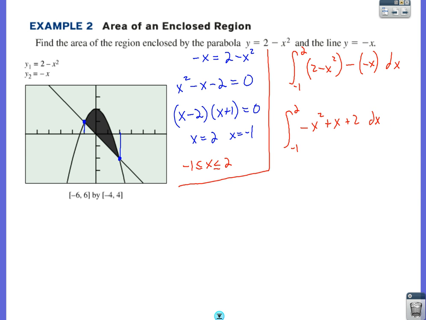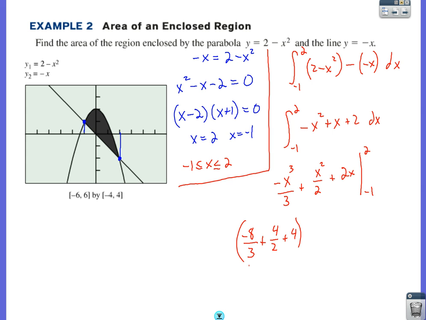Now I'm at a point where I can take the antiderivative of this, and this is going to become negative x cubed over 3 plus x squared over 2 plus 2x, evaluated from negative 1 to 2. I plug the 2 in to start with. Negative 8 over 3 plus 4 over 2 plus 4.